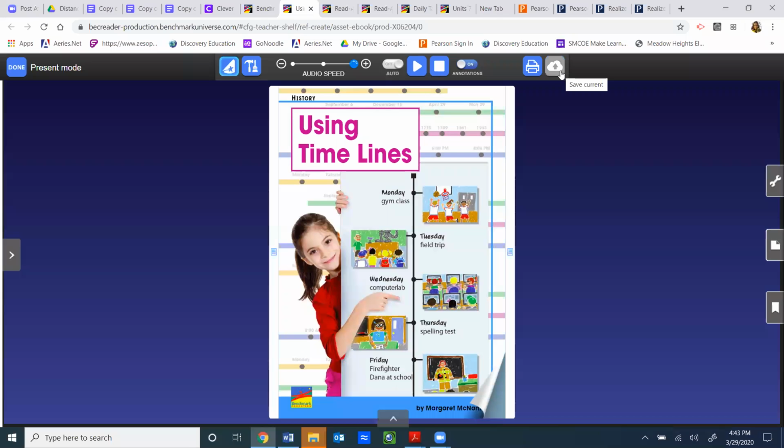Hi students, welcome to our new text that we're going to be reading this week. This is called Using Timelines, and our objective today is to listen and retell key ideas.